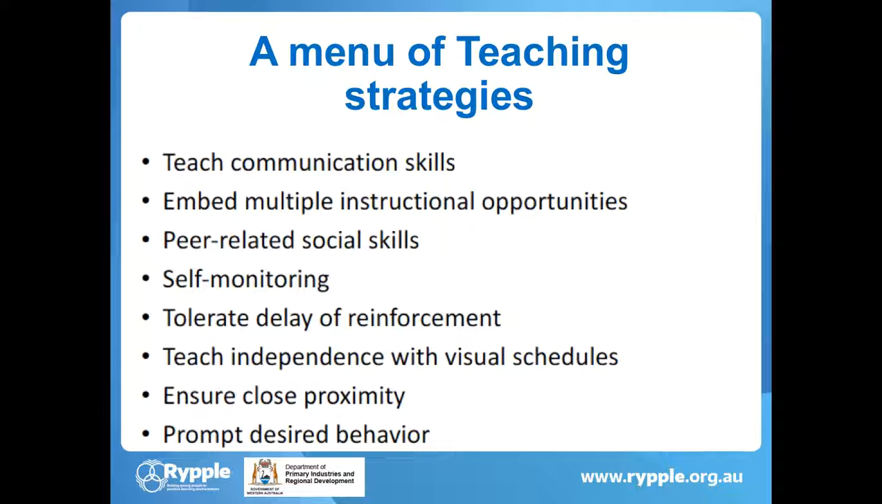There's a long menu of teaching strategies that you can use that teach communication skills, peer social skills, self-monitoring, using visual schedules, heaps and heaps of things that you can do. But your fundamental thing is I want to teach the child what I want them to do instead. I want to teach the child the replacement behaviour that I've defined as the thing they need to do to be successful.